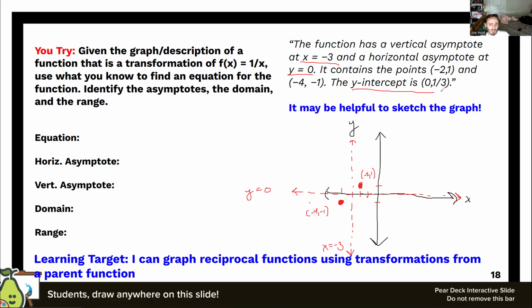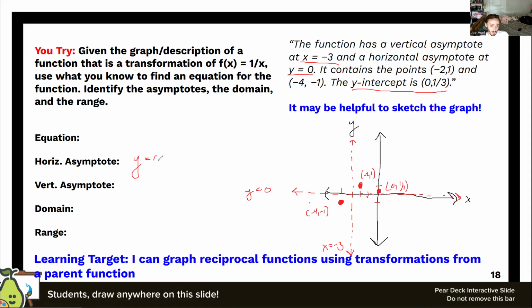This is kind of a new one. When I say that I have a y-intercept, it's where I'm crossing the y-axis. So that's the coordinate 0 comma a third there, just barely above the origin. I'm trying to use that to figure out the equation, right? Now, I can get the horizontal and the vertical asymptote fairly quickly. I can find the domain and the range fairly quickly.